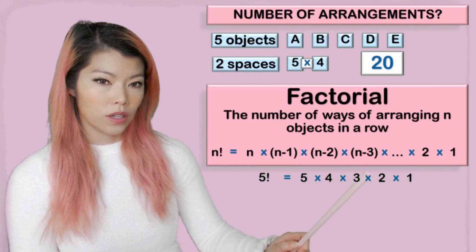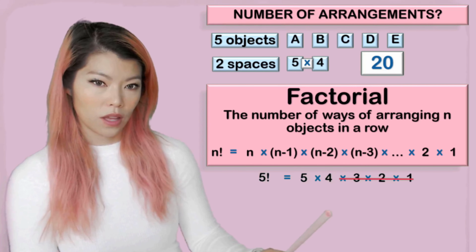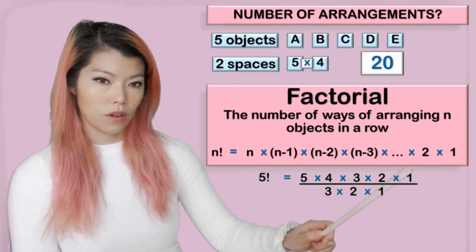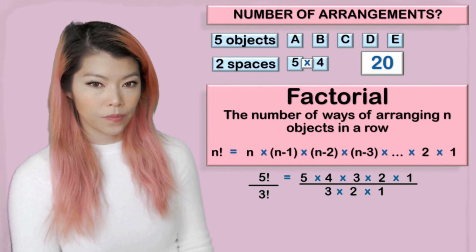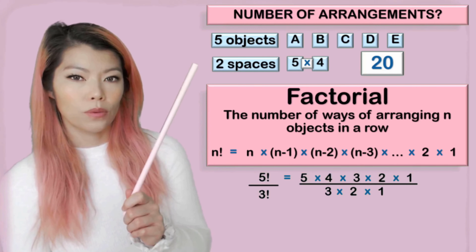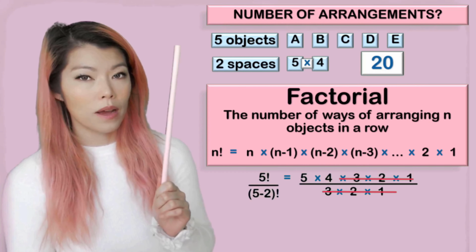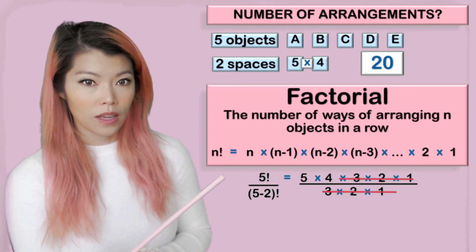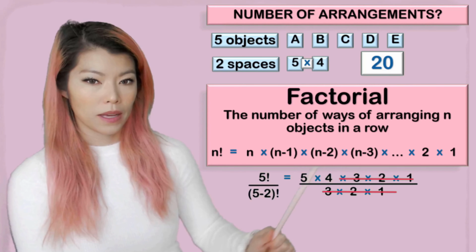Well, we need to get rid of this section over here. What is that section over there? How do we get rid of something? We would divide by that thing to get rid of that. And 3, 2, 1 is 3 factorial. But how do we get 3 factorial from 5 and 2? We get 3 factorial from 5 and 2 by subtracting. 5 minus 2 is 3 factorial. So what we had done is gotten rid of the missing spaces.